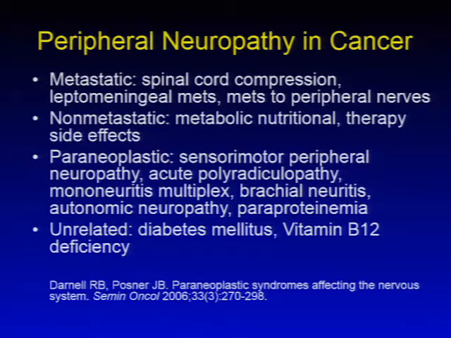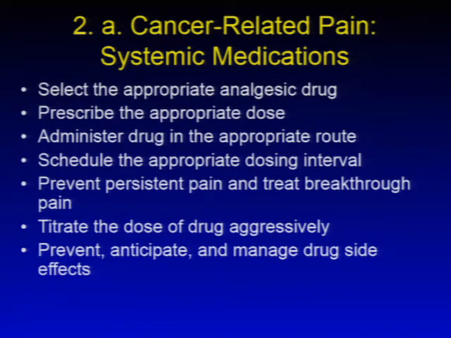Peripheral neuropathy occurs in cancer from metastatic issues such as spinal cord compression and metastases, non-metastatic issues such as metabolic and nutritional causes, and therapy side effects. Peripheral neuropathy is often seen in paraneoplastic syndromes in cancer, and there may be unrelated reasons for peripheral neuropathies in cancer such as diabetes and vitamin B12 deficiencies.